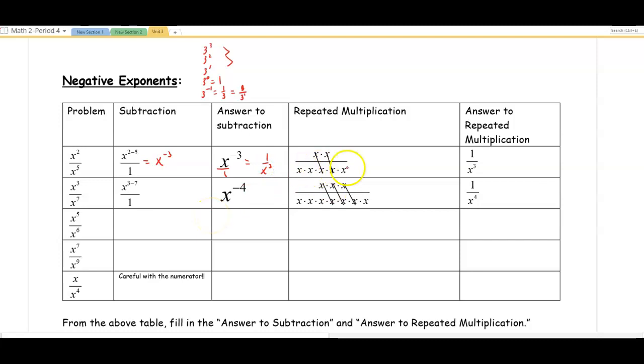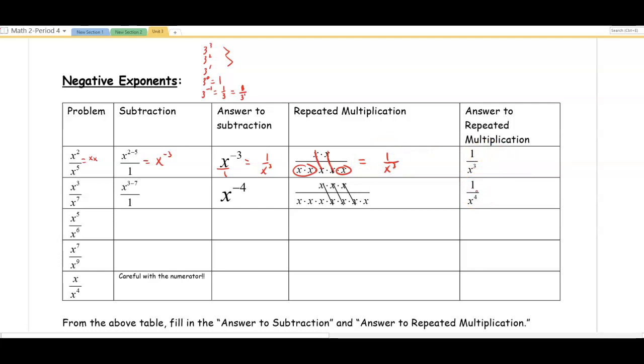Now, I actually like the cross-out method. If I have x squared on top, that gives me 2 x's. And if I have x to the fifth on bottom, that gives me x times x times x times x times x. If I cancel these out, what am I left with? I'm left with 3 x's, where? On bottom. So it would be 1 over x to the third.